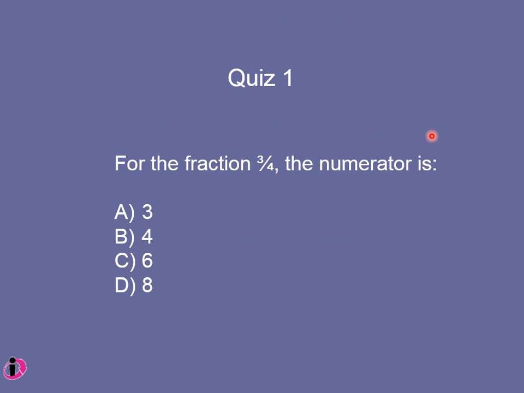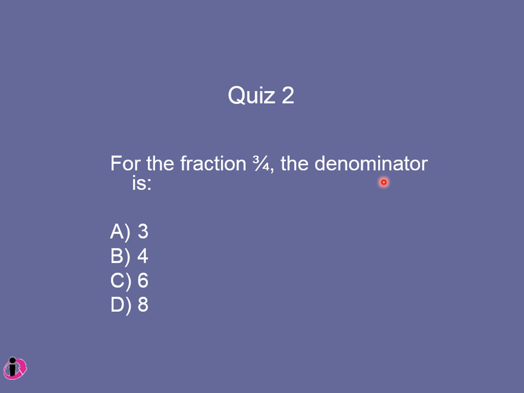So let's look at some of the quiz questions here. Now, for the fraction 3/4, which one is the numerator? 3, right? Okay, the right answer is A. Which one is the denominator? Of course, 4, the bottom one, right? So the right answer is 4.